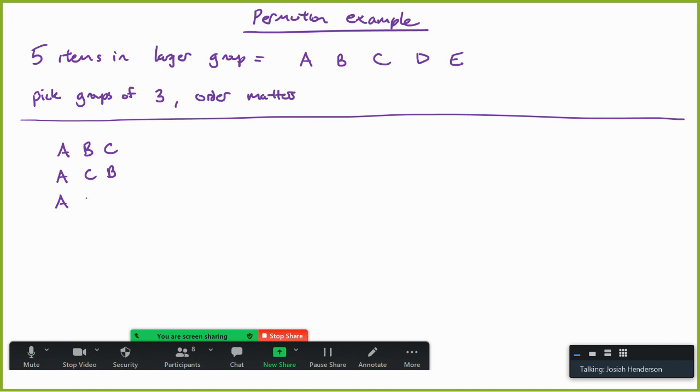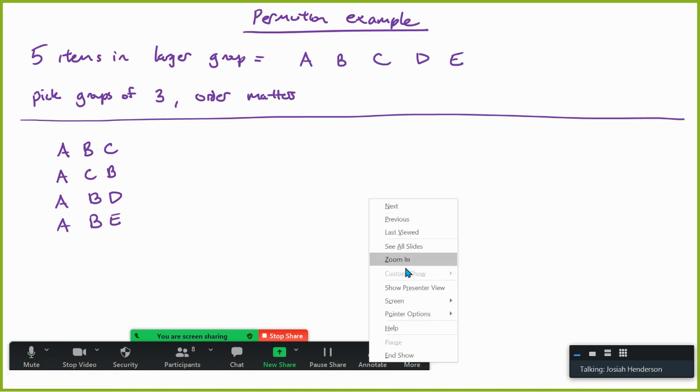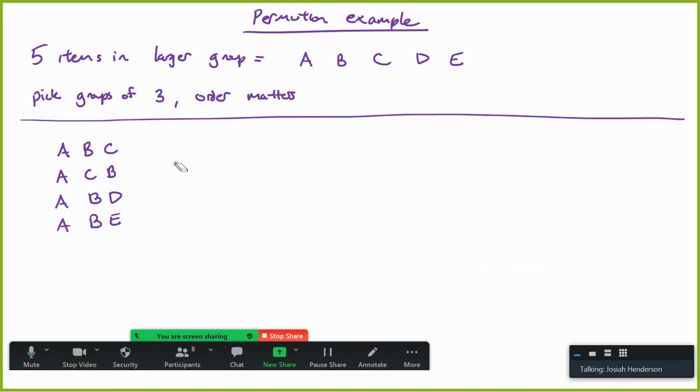There's also A, B, D, A, B, E, and those are, I think, all the ones. No, that's not all the ones. That's not even close. That's all the ones that start with A and B. So I should back up and do the ones that start with A, C. Sorry about this. For those of you taking notes, I am going to erase the second line. We're going to write it next to it.